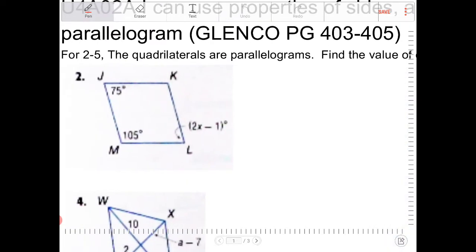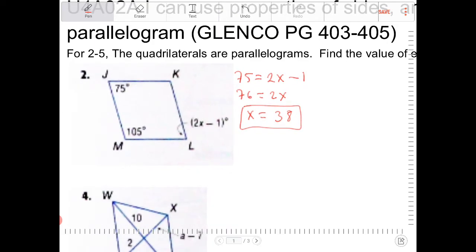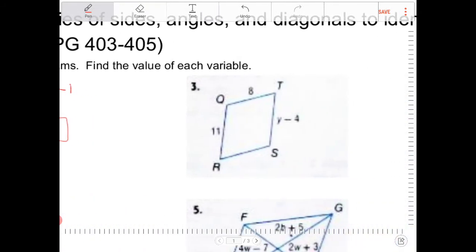According to the properties of parallelograms, we understand that opposite angles are congruent. So therefore we can say that 75 is equal to 2x minus 1. Solving for x, we can then say that 76 is equal to 2x divided by 2. X will equal 38. You could have also said that consecutive angles are supplementary. Either way, it's the same thing. All right.